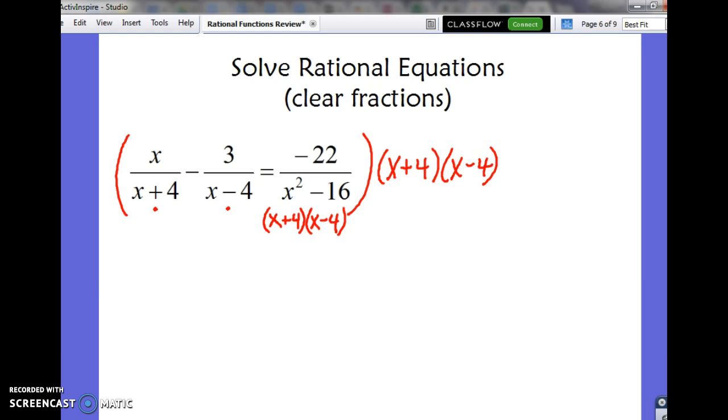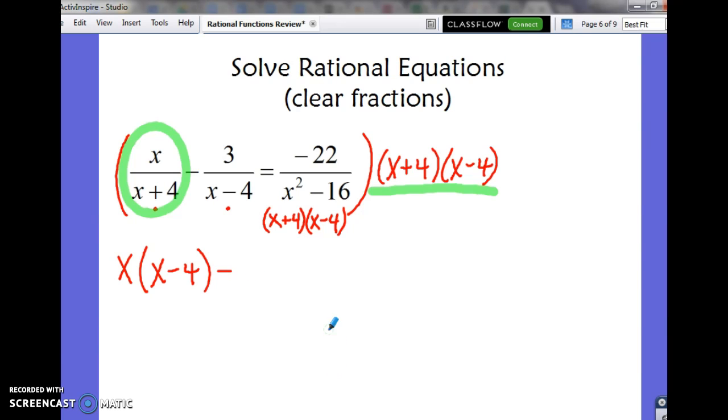So when you do that, when you multiply that first fraction by this stuff that's outside, the x plus 4 in the denominator cancels out this x plus 4 on the outside. So you are going to be left with the x that you had to begin with in your numerator, and you're going to multiply that by the x minus 4 from the outside that didn't get reduced away. The minus sign comes down.